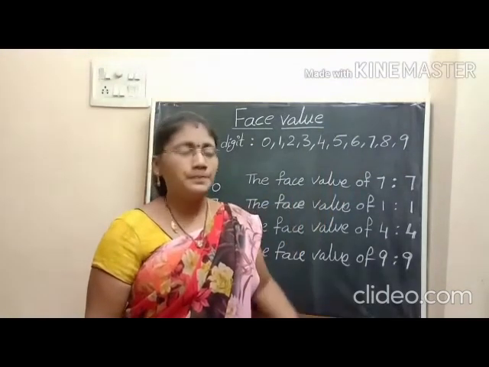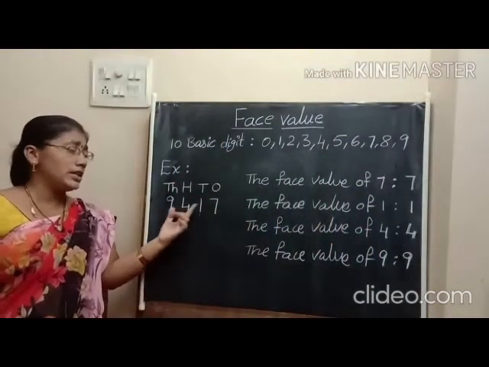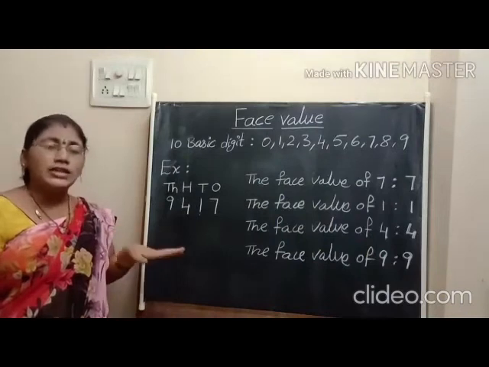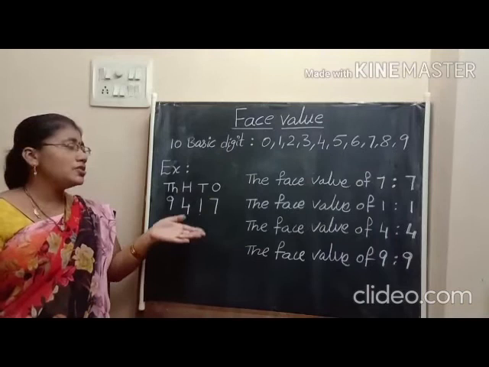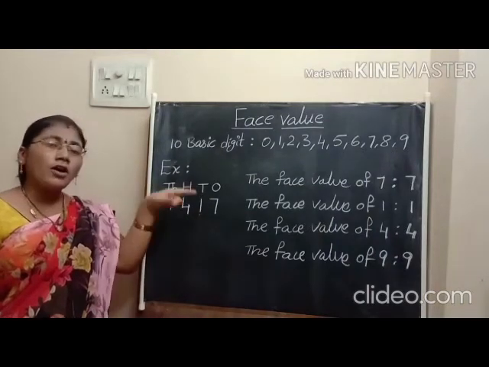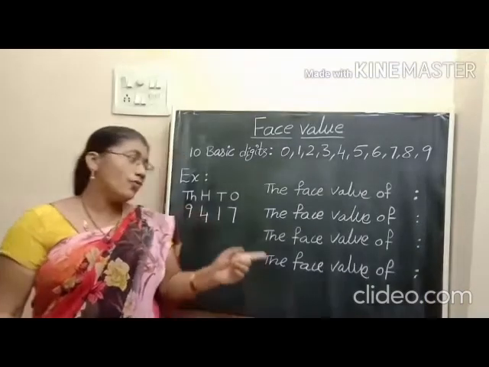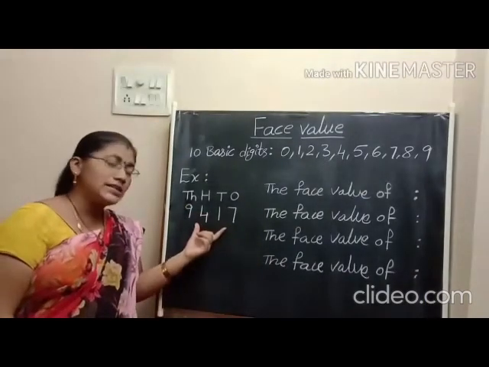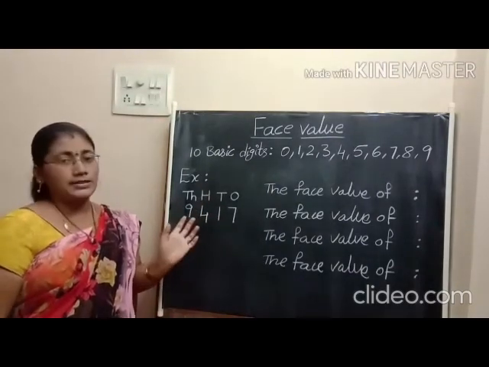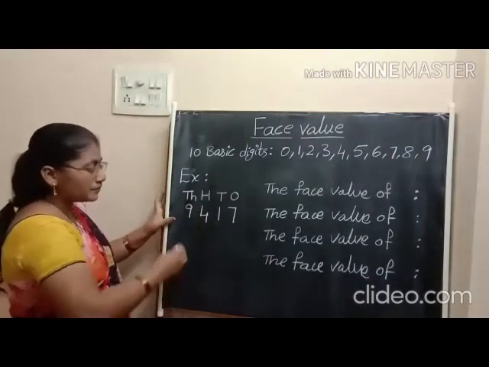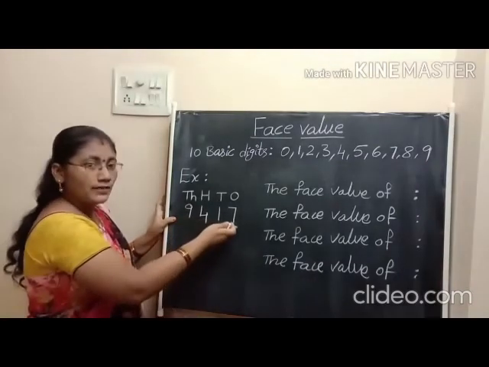Is it clear? So, even by changing the positions of these digits, there is no change in the face value. Understood? Because there is no effect of places on face values. Here, I am taking one more example using the same digits by writing these digits in different places. Let us see. Here, I used 9, 4, 1, 7.